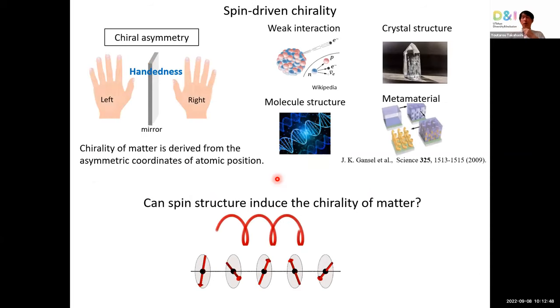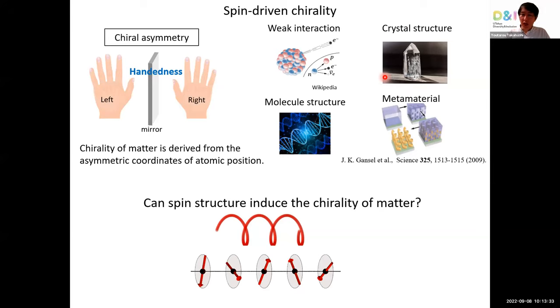Okay, so we have a different type of symmetry breaking. That is chirality. Any chiral object is distinguished in terms of handedness, and the mirror image of the right-handed system is a left-handed system. Okay, so the concept of chirality appears in many various fields, such as high energy physics, biology, metamaterials, chemistry, and condensed matter systems.